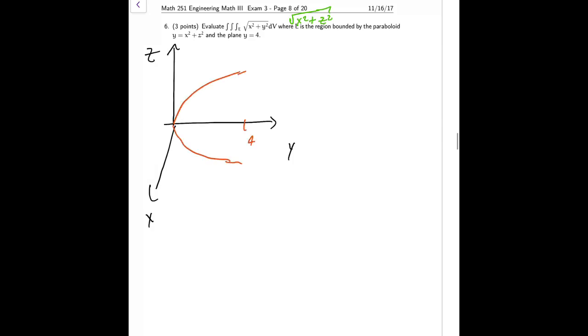So the region is bounded by the paraboloid y is equal to x squared plus z squared, and the plane y is equal to 4. So now this is a paraboloid that is opening along the y-axis. If this is the x-axis, this is the y-axis, this is the z-axis, the paraboloid is opening this way and is coming out to the plane y is equal to 4.